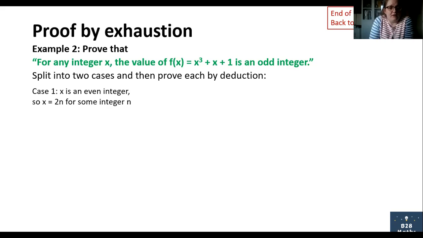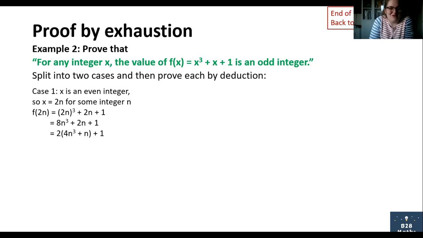So x will have to equal 2n for some integer n. So our integer is going to be 2n because we're saying it's an even integer. That's our notation for even integers. So therefore, f(2n) would equal (2n) cubed plus 2n plus 1. If we're going to factorize that, we will then end up with 8n cubed plus 2n plus 1.